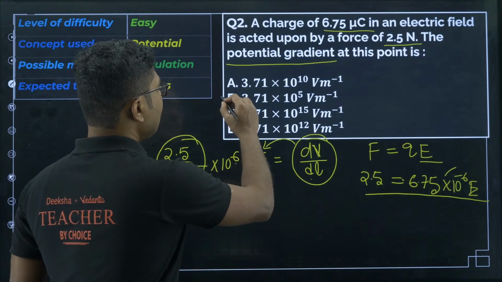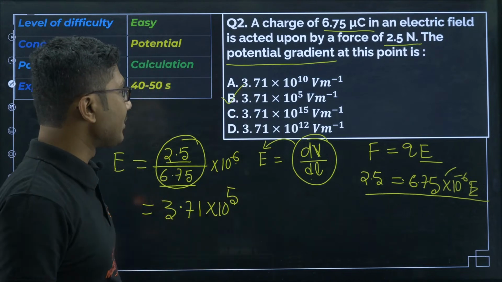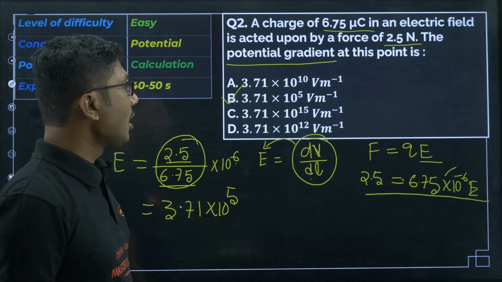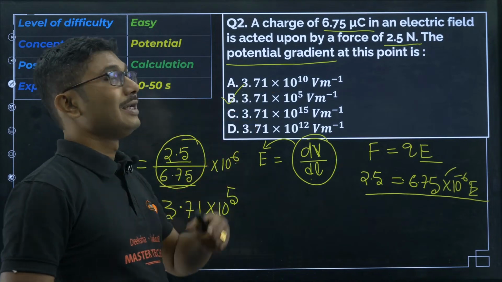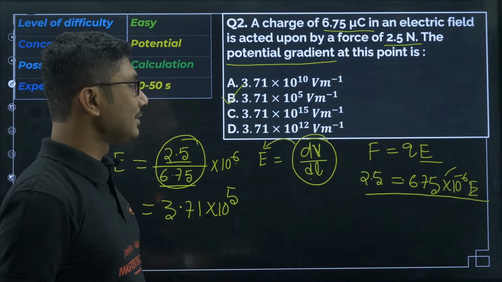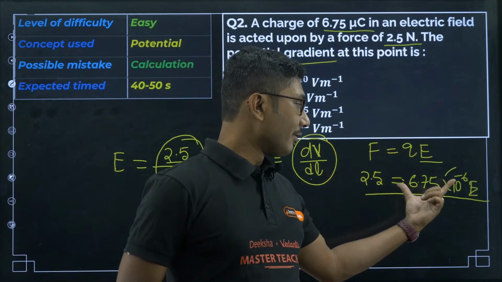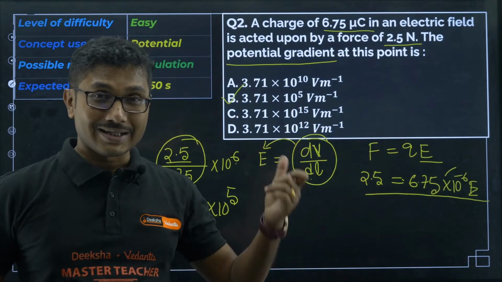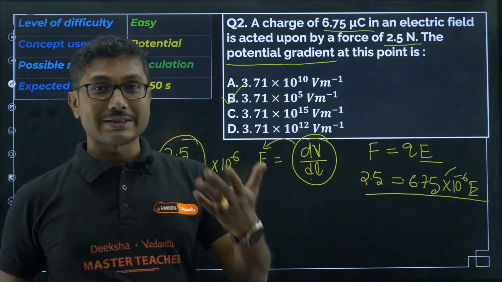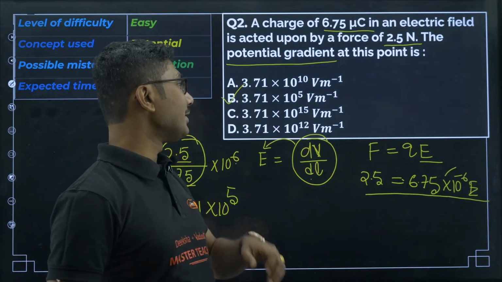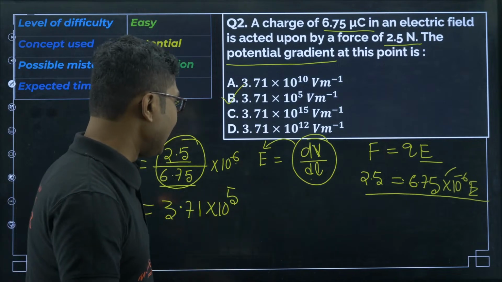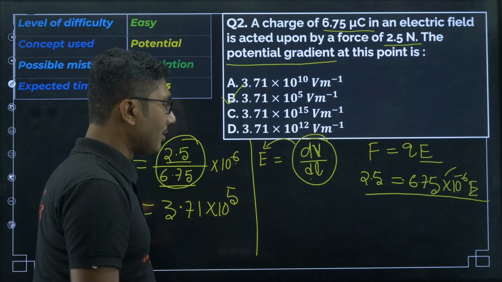So obviously option B is the correct answer, 3.71 into 10 to the power of 5 volt per meter. In fact, you can even guess the answer in this case, as you know that this is the charge value given, 10 to the power of minus 6. So definitely it should be in the same range, and if you do the multiplication or division, it should be in the range of 10 to the power of 5. Anyway, this question is all about language.